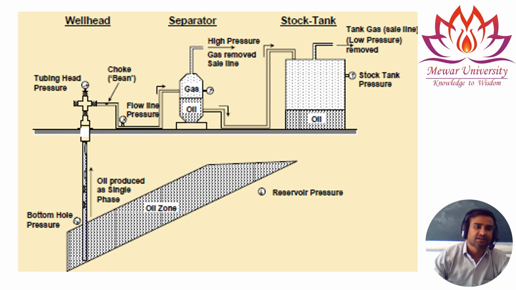Into the separator we are separating gas and oil. Now gas from the top part is moving at very high pressure. From the bottom you will see the oil that is stored in a stock tank. So this is tank, gas flow pressure, stock tank pressure. So this gauge is showing you the stock tank pressure. At the bottom you will see the oil.